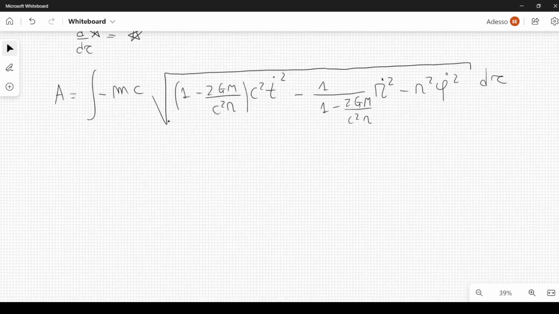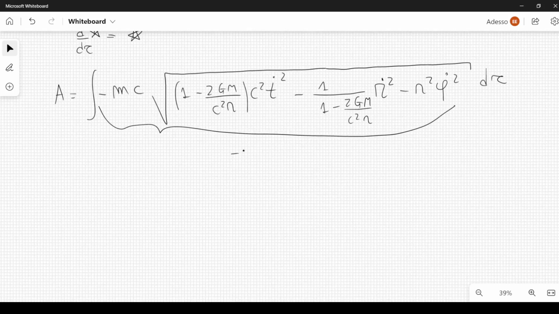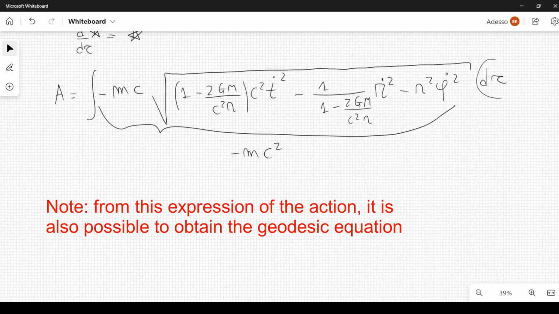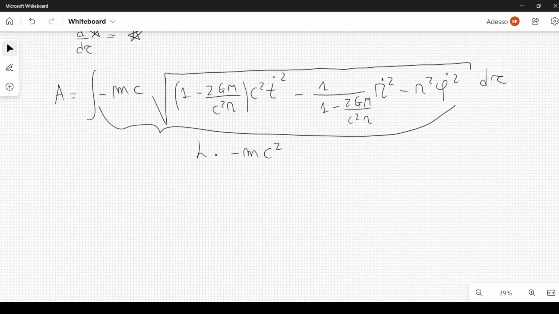So this means that basically this expression here should be equal to minus mc squared, because we have d tau here, so minus mc squared d tau is equal to minus mc ds. So this is the Lagrangian. If you want, the Lagrangian is equal to minus mc squared. And this square root here will be simply equal to c. If you want, this is equal to c tau dot, which is equal to c, because tau dot is equal to 1. It's d tau divided by d tau.